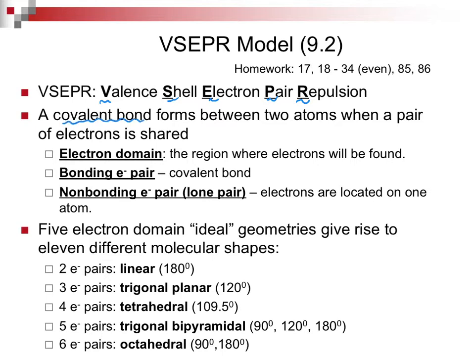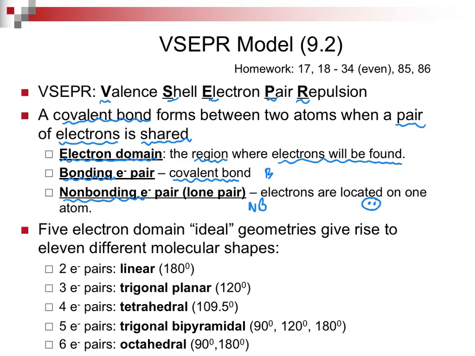When we make a covalent bond, we know that a pair of electrons is definitely shared. We learned that in the last chapter. Now, there's some new terminology. One of them is the words electron domain, and that's the region where the electrons will be found. I'll have a picture of that in an upcoming slide. If we have what is called a bonding electron pair, it will be the ones that are involved in the covalent bond. If we have a non-bonding electron pair, that's where electrons are located on one of the atoms. I'll draw a little circle around them just so that you can spot the non-bonding.